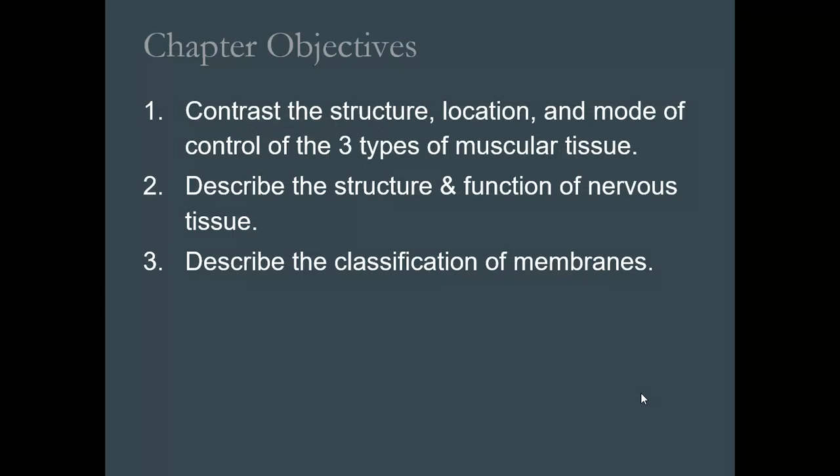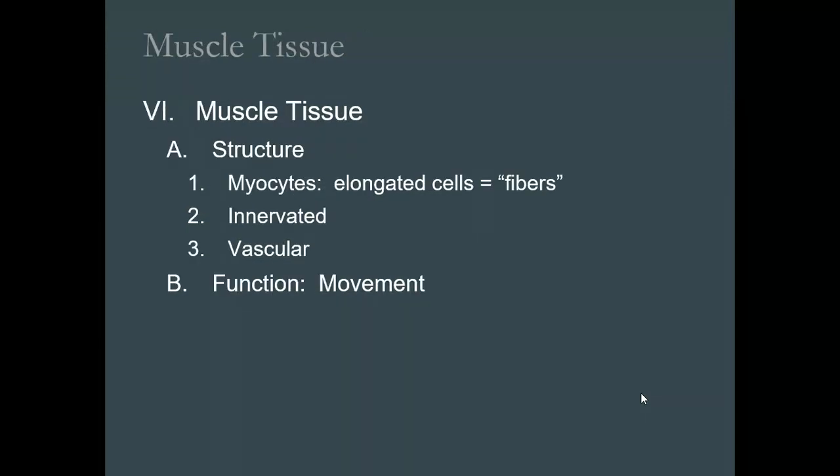Our objectives: we are going to look at the structure, location, and mode of control of the three types of muscular tissue. So that's going to be our goal for today. In our next lesson, we are going to learn about the structure and function of nervous tissue, and then we're going to learn about the membranes, as mentioned. All right, so let's begin with muscles.